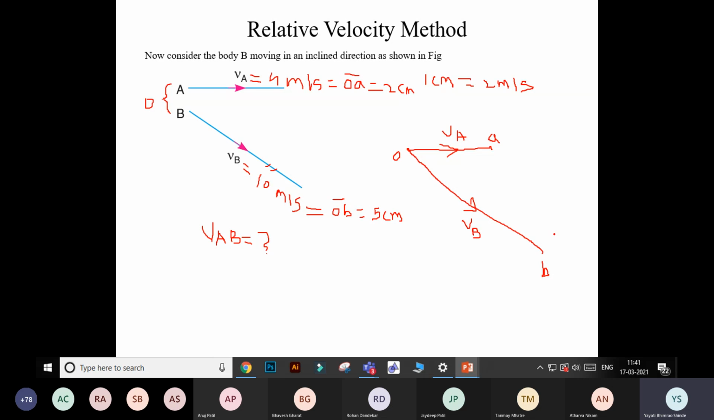Now you have to join the points A and B in the vector diagram. Now this is nothing but your velocity of A with respect to B. I will find out the velocity of A with respect to B by using this formula: vector AB into scale.